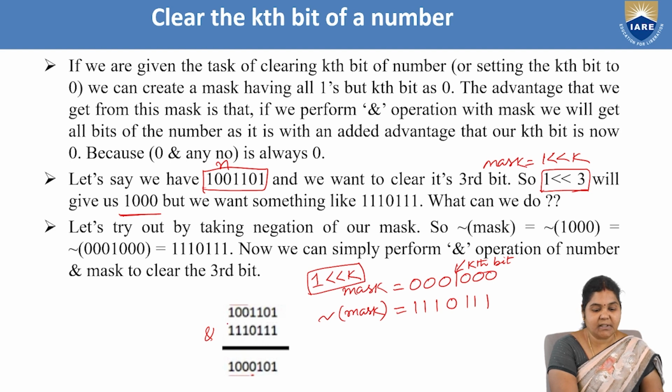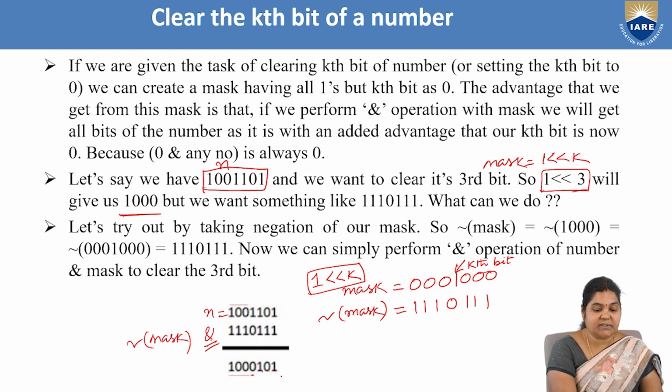Let us say our original number is 1001101. This is the original number n, and this is our mask, the 1's complement of our mask that we have prepared, and we are doing an AND operation on that. When you do an AND operation, only when both the bits are set is it 1, otherwise it is 0. So 1, 1 is 1, 0, 1 is 0, 1, 1 is 1.